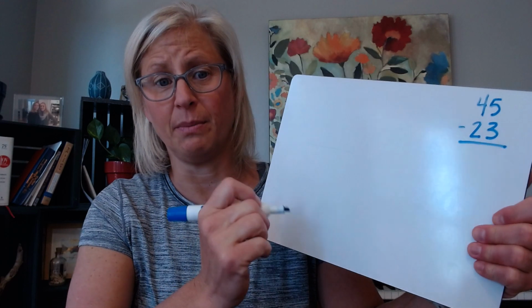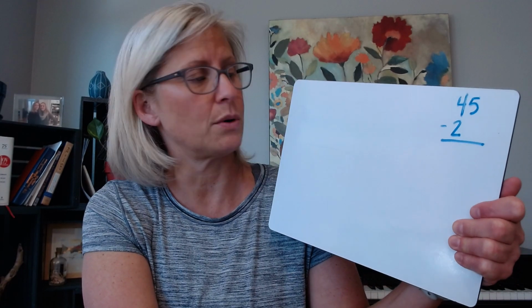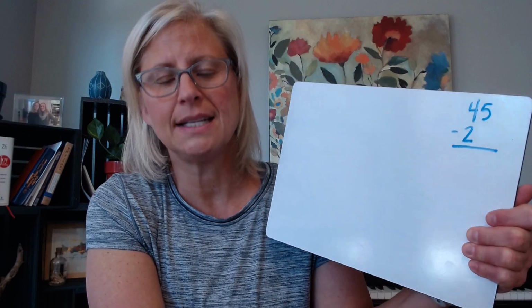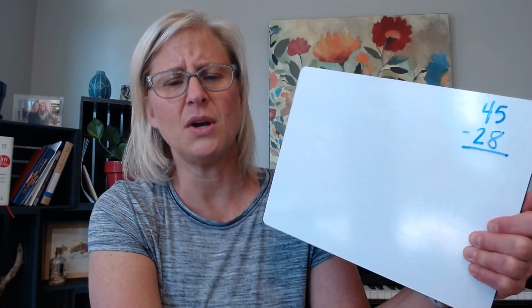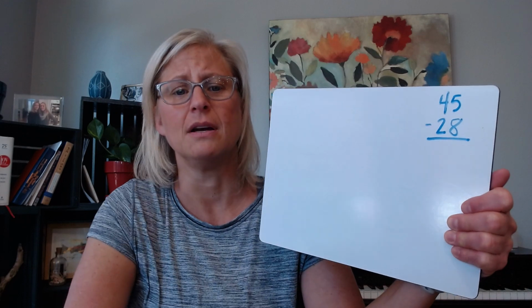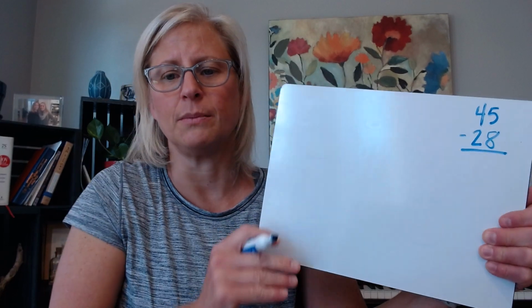I'm going to change it. Instead of 45 minus 23, if I make the number on the bottom have more ones than the number on the top, okay, so I had 3 down there. I'll just pick a number like 8, because 8 is definitely bigger than 5. So I know right away I'm going to have to borrow. I'm going to have to break a 10 apart into ones in order to do this subtraction problem.